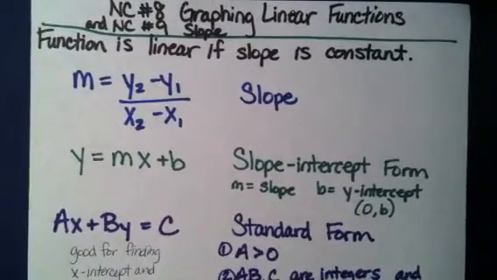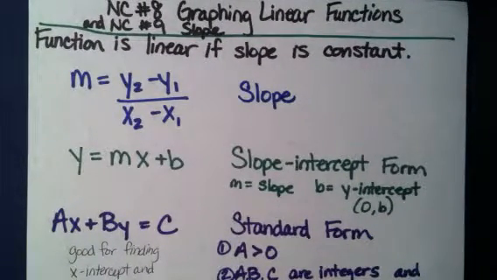Moving on, note cards 8 and 9, we had graphing linear functions and slope. A function is linear if its slope is constant. To calculate the slope, if given 2 points, we plug it into the equation m equals y2 minus y1 over x2 minus x1. The slope-intercept form is y equals mx plus b, where m is the slope and b stands for the y-intercept. The standard form of a line is ax plus by equals c.